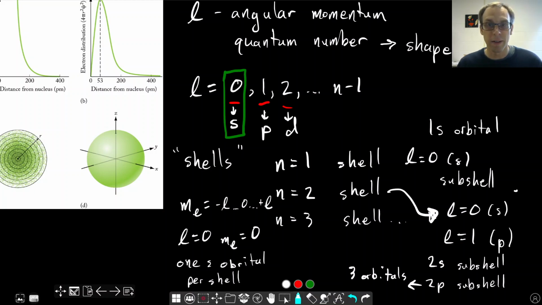So for each value of n, there's one s orbital. There's a single s orbital that goes with it. So n equals 1, you have the 1s orbital. n equals 2, you have the 2s orbital, and et cetera, et cetera. What do these orbitals look like?